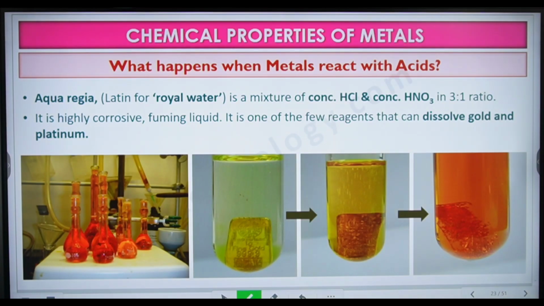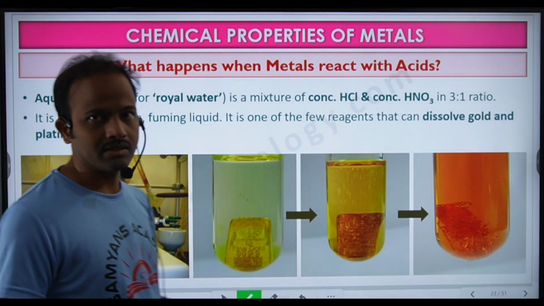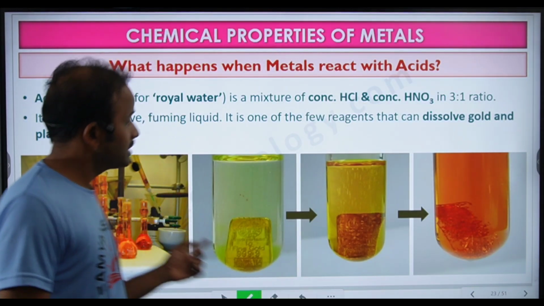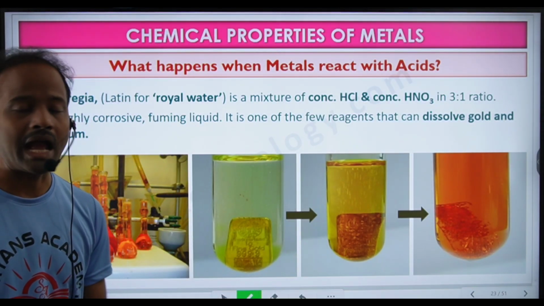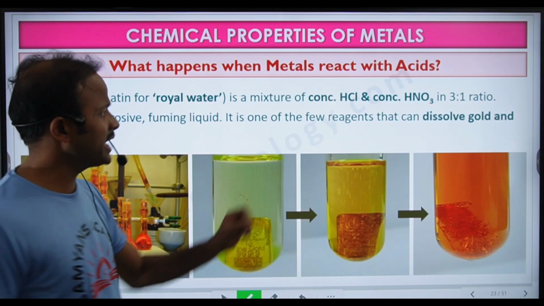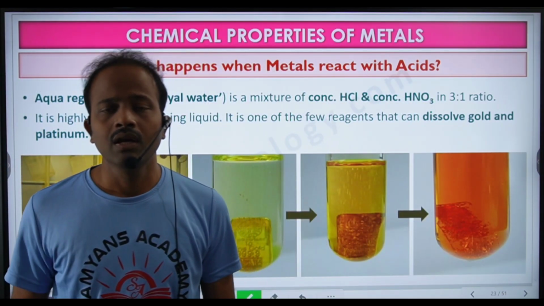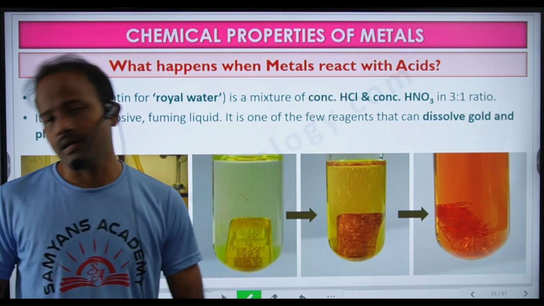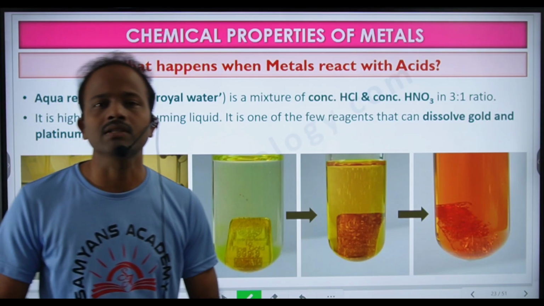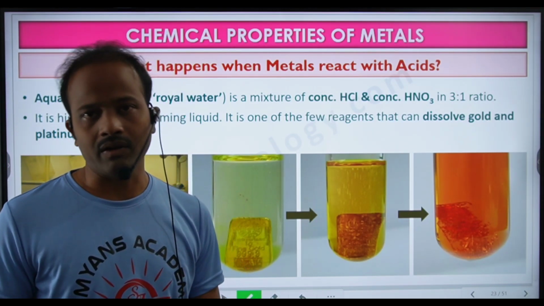Now, gold, copper and silver do not react with the acids HCl and HNO3, but they react with aqua regia. Aqua regia means when you take 3 ml of HCl and 1 ml of HNO3 and combine these two, it will form aqua regia. The 3:1 ratio of HCl and HNO3 is called aqua regia.